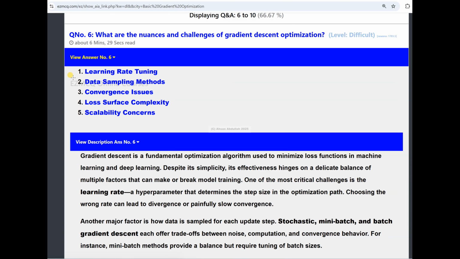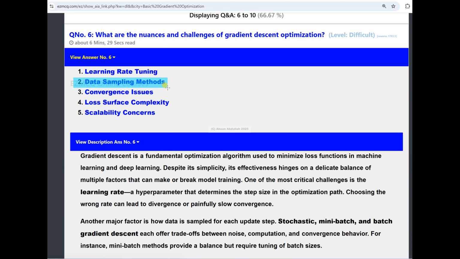Then we have data sampling methods. So what are data sampling methods? Gradient updates can use full data sets, or single examples, or mini batch, which we already covered. Whatever the method which we use, one thing is clear: it will have an impact on the speed, it will have an impact on the memory requirements, and then there will be a convergence behavior also, which we have seen.